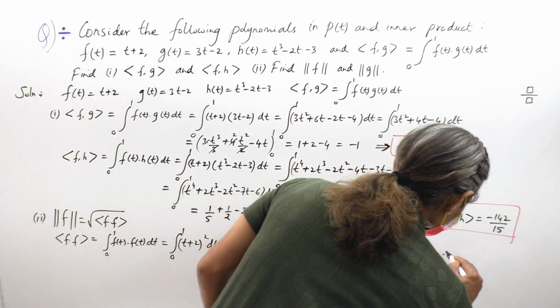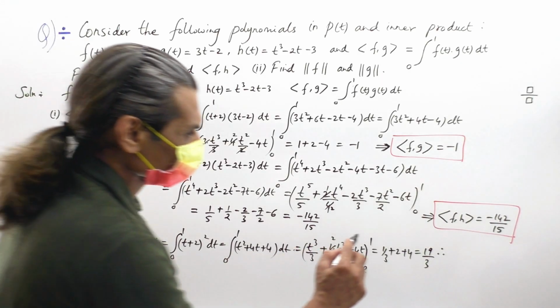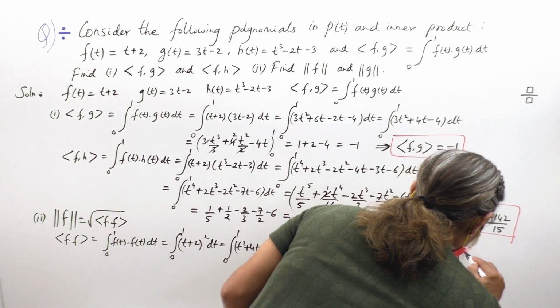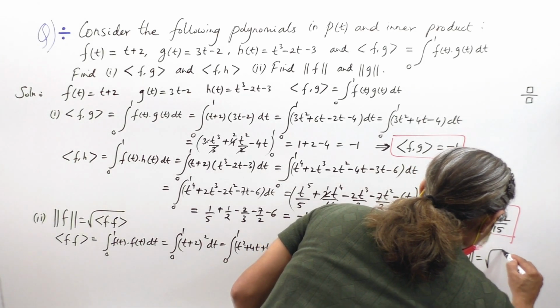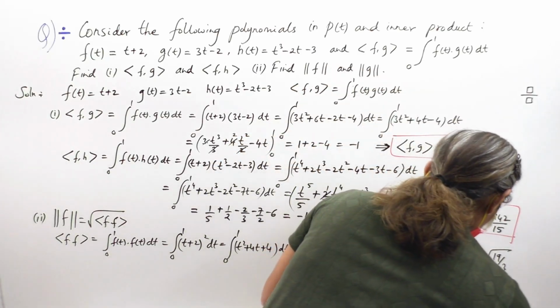Therefore, we can write this as, see what is that? The norm of f is root of the inner product of f into f. Therefore, we can simply write the norm of f is nothing but root of 19 over 3. Beautiful answer. That's it.